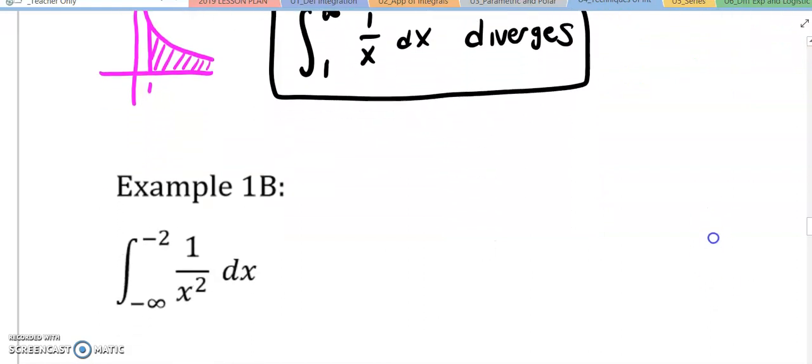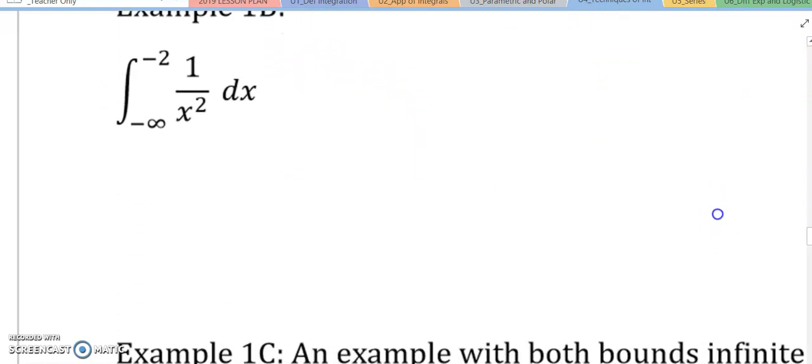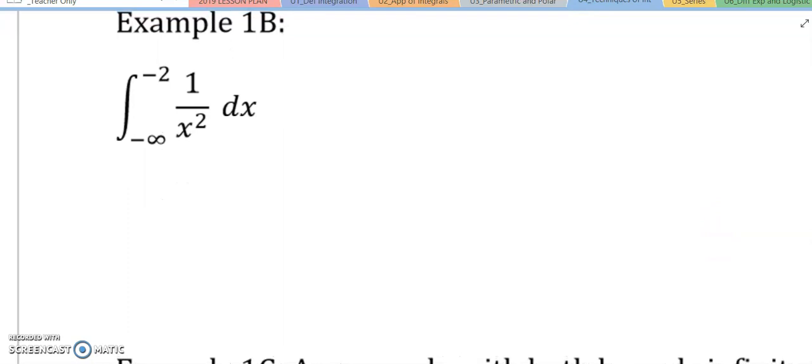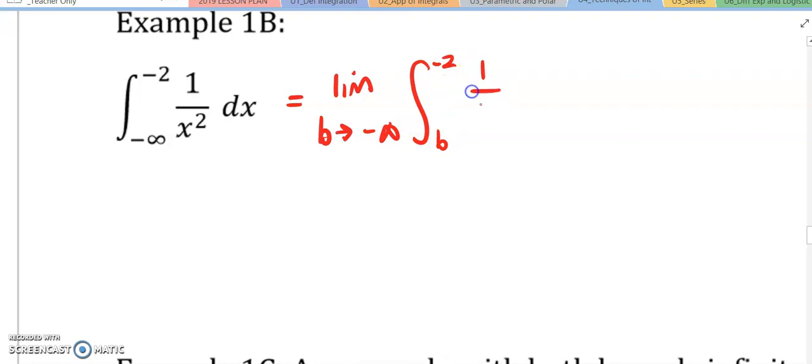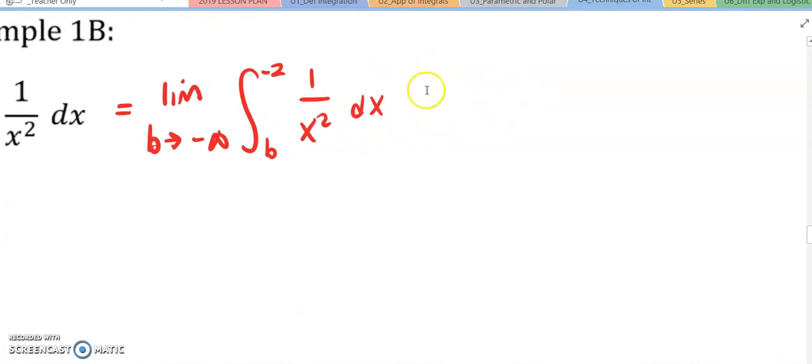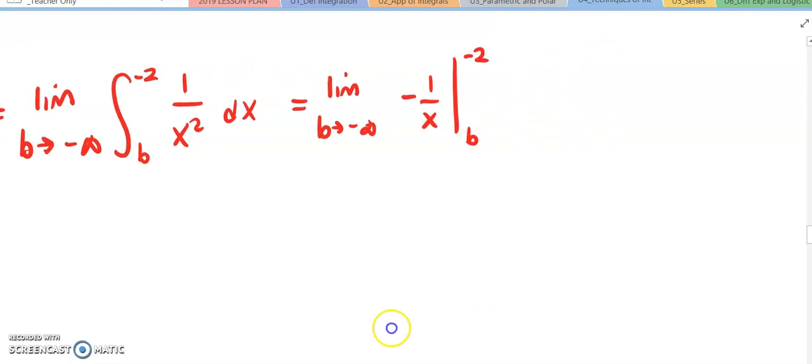Let's look at another example. In this case, we're going to look at from negative infinity to negative 2. Let's go ahead and write this out in limit notation. And then we're going to do what we just did last time, and take its antiderivative. So we're going to continue to write that limit notation: the limit as b approaches negative infinity of negative 1 over x, evaluated from b to negative 2.